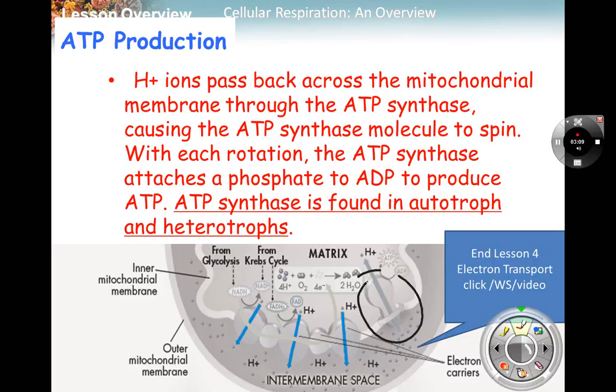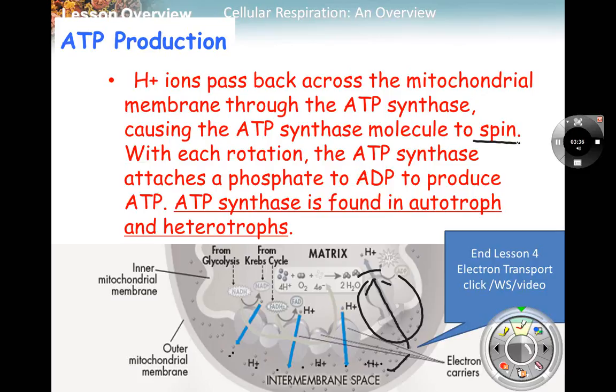So we use the concentration of all these little hydrogens down here, and we force those little guys through the ATP synthase. Every time you do this, that forces the ATP synthase molecule to spin. So you cause it to rotate. Each time that it rotates, it tags on a phosphate to an ADP.